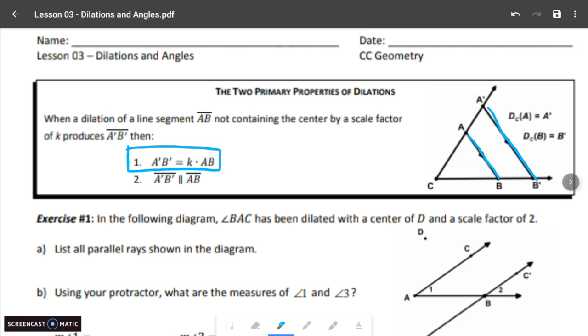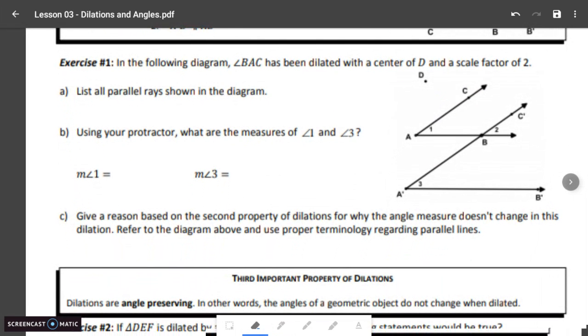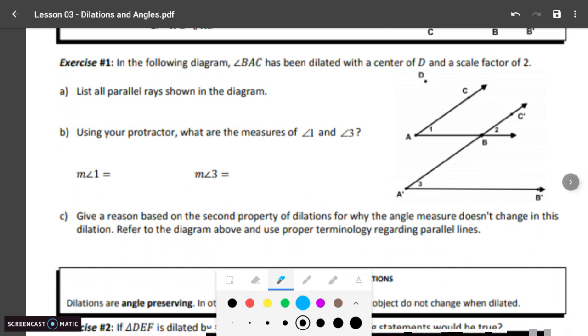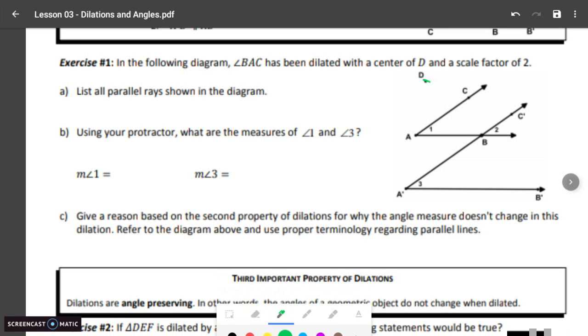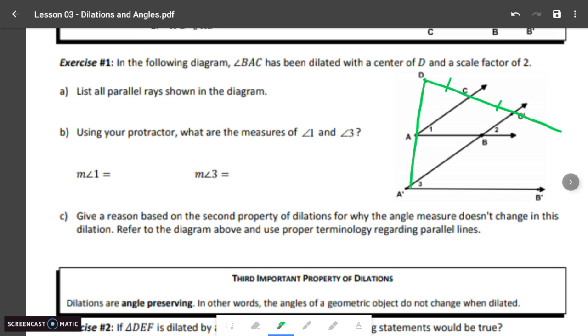So that being said, when I go and look here at exercise number 1, in the following diagram, we have angle BAC has been dilated with a center of D and a scale factor of 2. So remember what that means. If I was to take D and extend this line through with my compass, this amount and this amount are the same. Just like DA and AA prime would be the same. And the same thing if I continued that through B. So we know those pieces are getting bigger by the same amount.